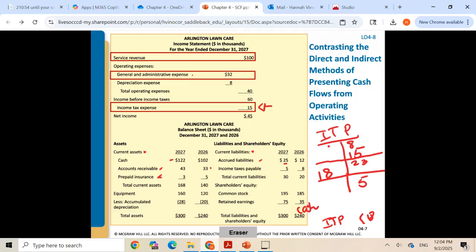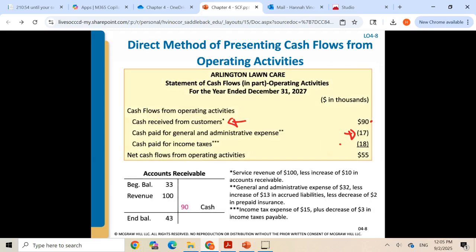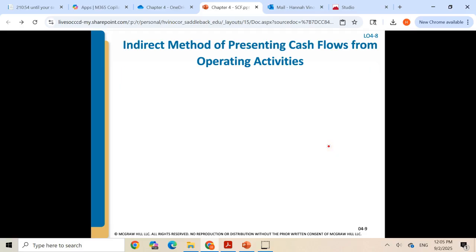I'm sorry, I did this backwards. I had to debit my income tax payable for $18. And what would have caused me to reduce my taxes payable? I had to pay out my cash for $18. So therefore, I know that my cash payments for tax is $18. And let's go in here, and here's how I get my $18. That's how you calculate the direct method.